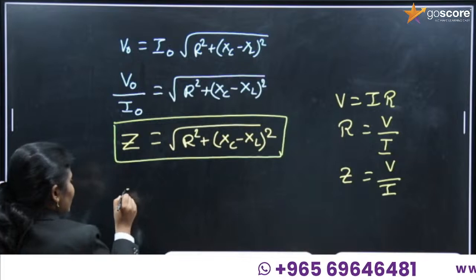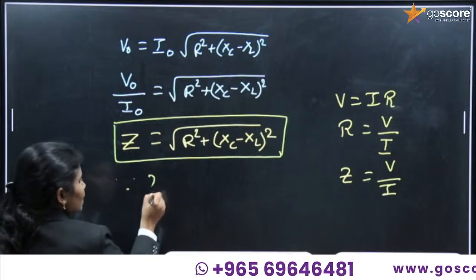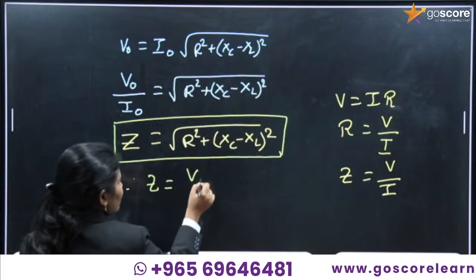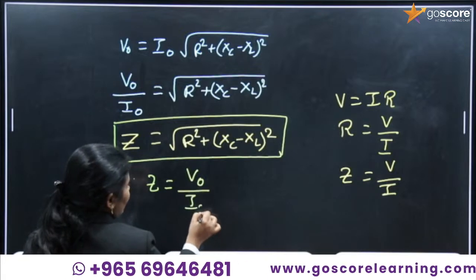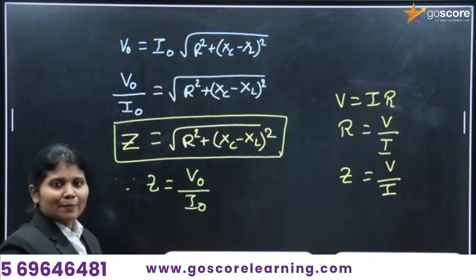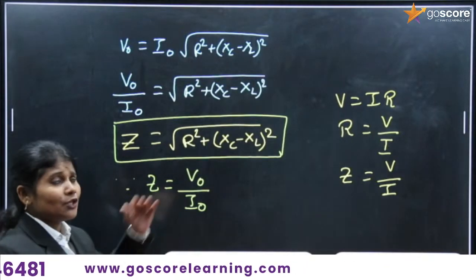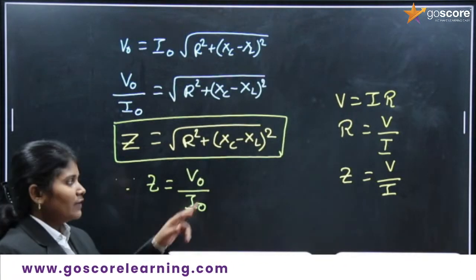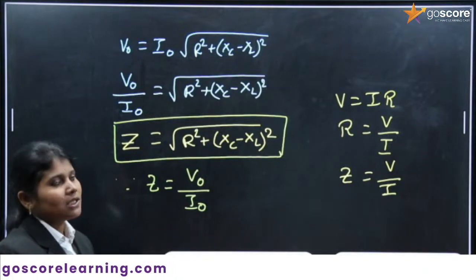Here Z is equal to V naught by I naught. What is the unit of impedance? It is similar to resistance. What is the unit for resistor? Ohms. For impedance also the unit is ohms.